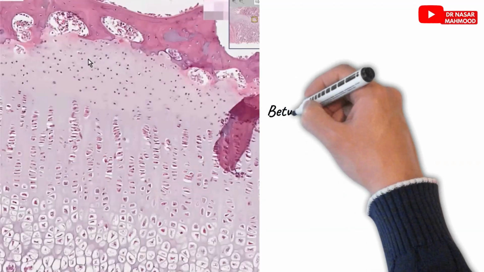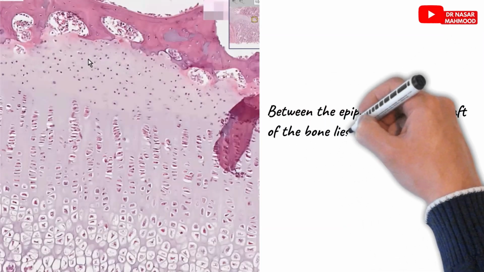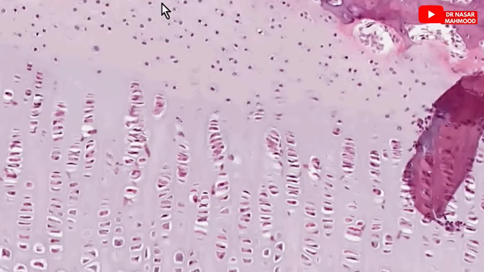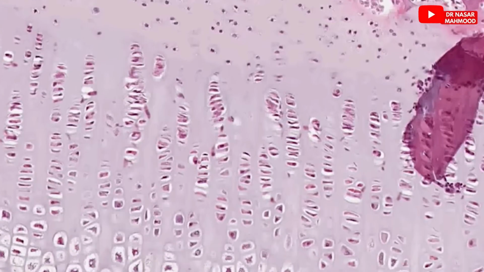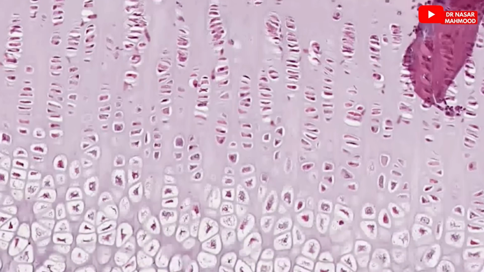Between the epiphyses and the shaft of the bone lies the epiphyseal growth plate. This plate is made of cartilage and is where bone growth occurs. The growth plate contains several distinct zones, each representing a stage in the transition from cartilage to bone.